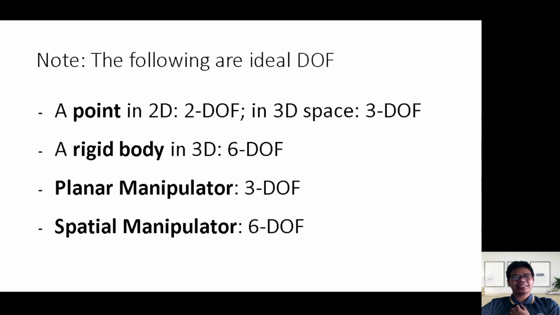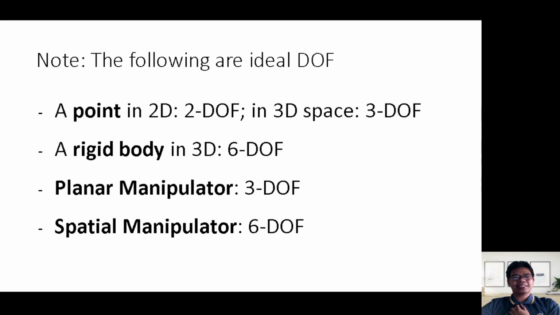Next, a rigid body like a solid object in 3D space has even more complexity. It can move in 3 translational directions, x, y, z, and rotate around 3 rotational axes, the roll, pitch, yaw, resulting in 6 degrees of freedom.